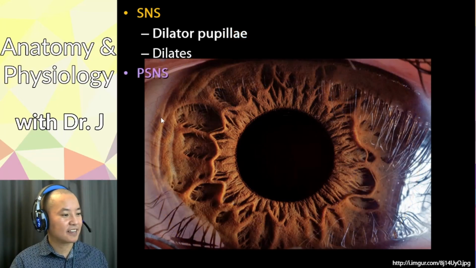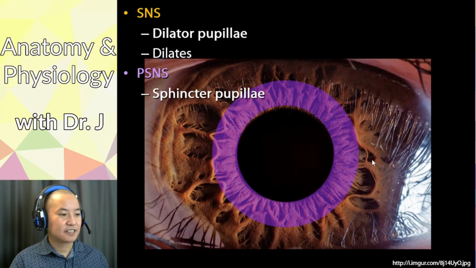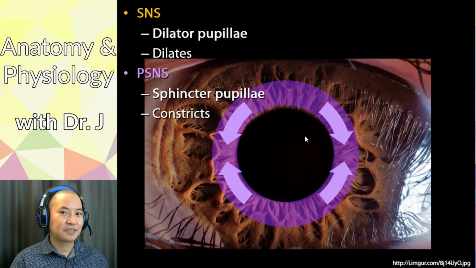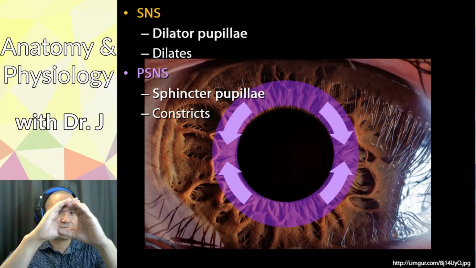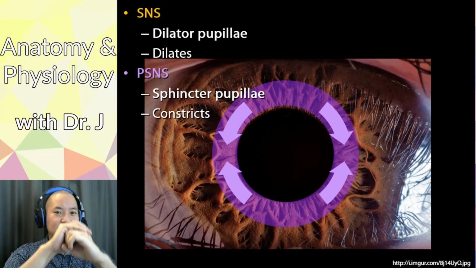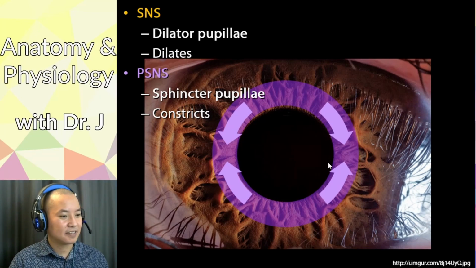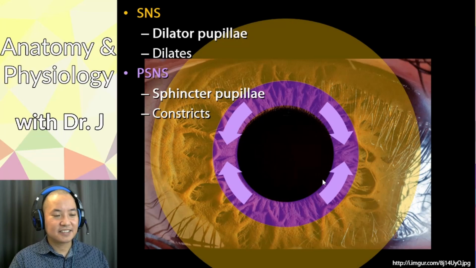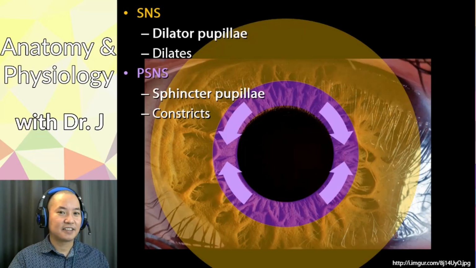In the parasympathetic activity, this is going to constrict the sphincter pupillae, so it's going to constrict just like a purse string or like a drawstring bag. So again, when you constrict the circular muscle, it's going to narrow and close off that muscle as well. So again, they're not the same muscles. One dilates and pulls outwards, the other constricts like that, a circle.